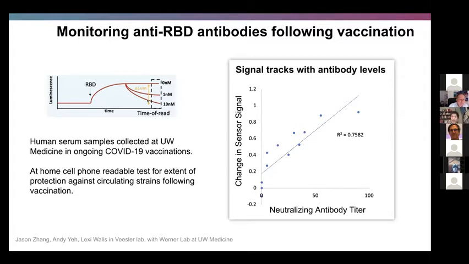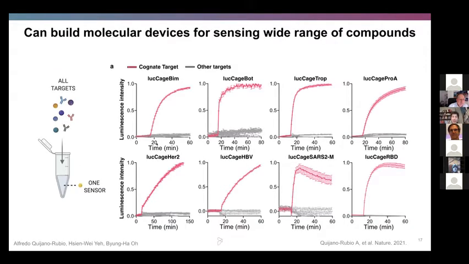We found quite good correlations between the extent of neutralizing antibodies in a person's serum, which take quite a while to measure, and the change in the sensor signal when you add that sample to the sensor. This is nice because the measurement is almost instantaneous, and you just need to monitor the light emitted. We've been able to use this system to make molecular devices for sensing a wide variety of compounds. I think I'll just skip through this.